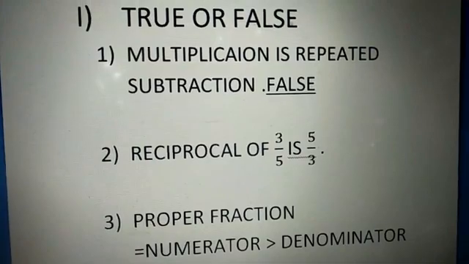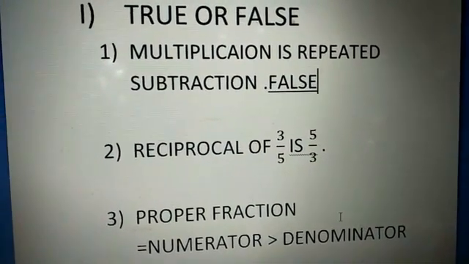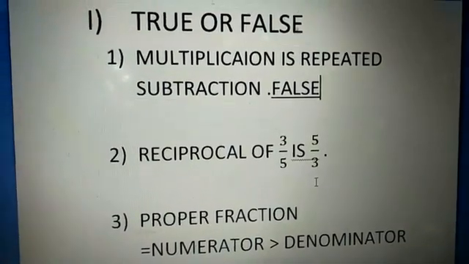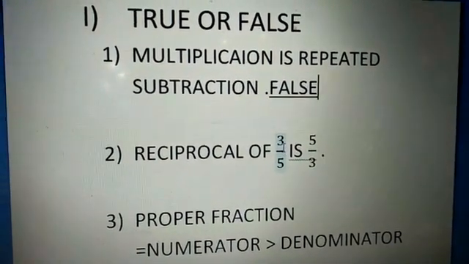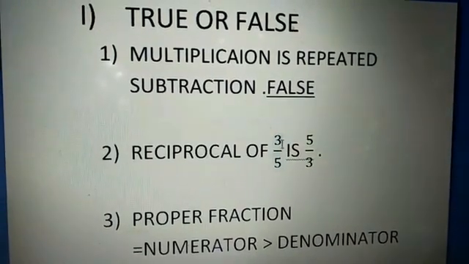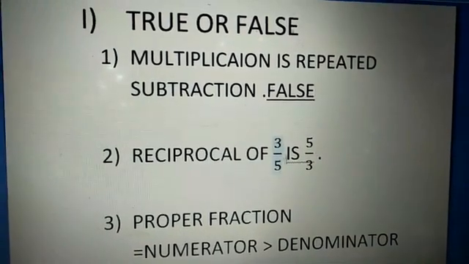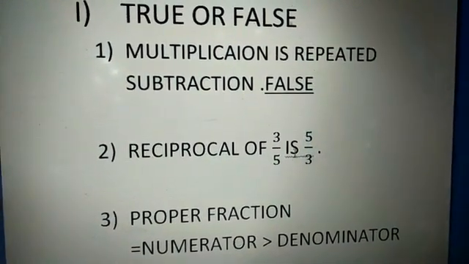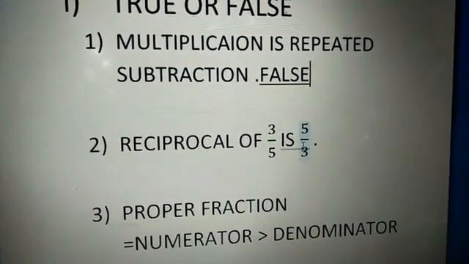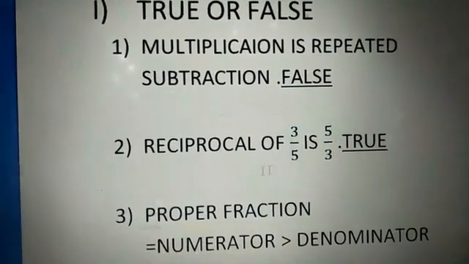The second question, the reciprocal of 3 by 5 is 5 divided by 3. This is correct because reciprocal means we have to change the numerator into the denominator and the denominator into the numerator. So this statement is true, children.